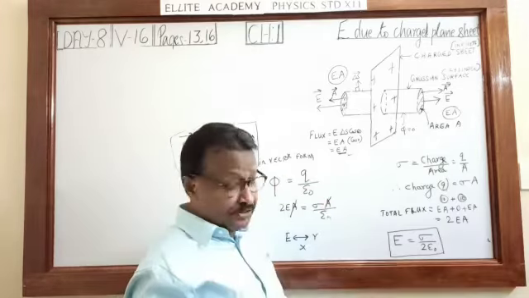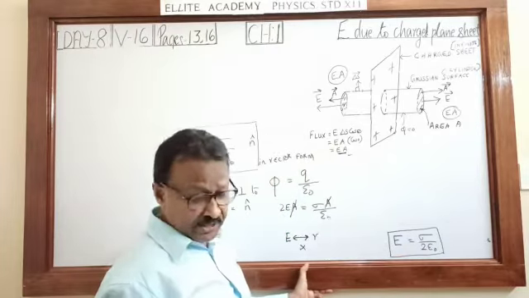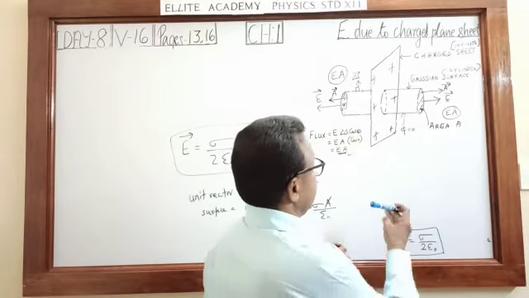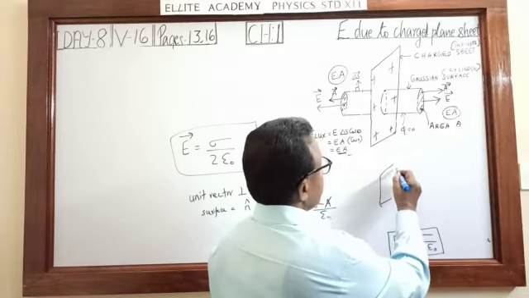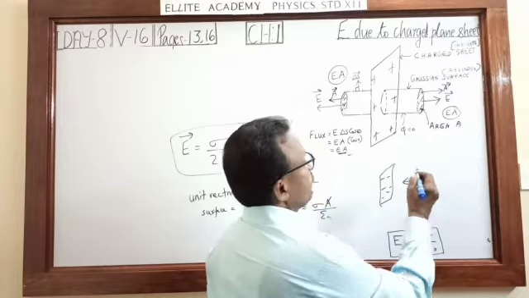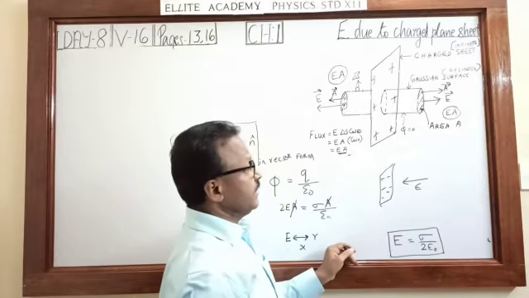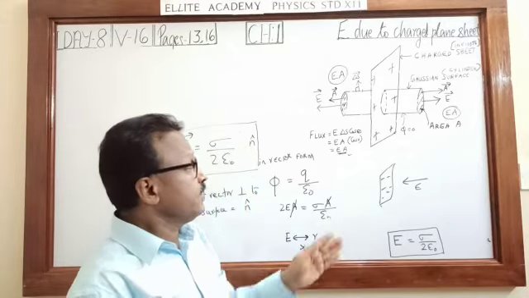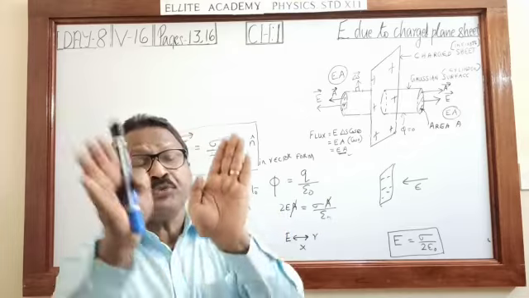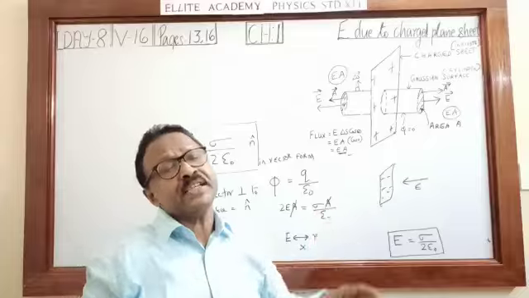If it is negatively charged, can you say what is the direction? It will be inward. If the charges are negative, what is the direction of the electric field? Inward. Here also, inward. So for a negatively charged plate, it will be perpendicular to the surface, inward. Perpendicular to the surface, outward if it is positively charged. Perpendicular to the surface, inward if it is negatively charged.